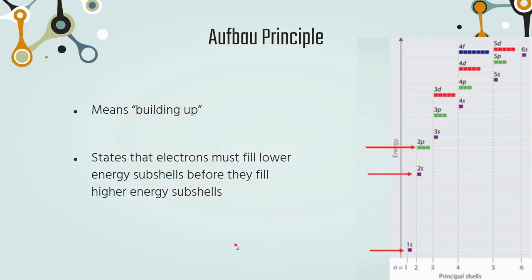The Aufbau principle is pretty simple. We actually kind of already discussed it. The Aufbau principle states that we must fill lower energy subshells before higher energy subshells. In other words, the 1s fills before the 2s, which fills before the 2p, which fills before the 3s, and so on and so forth. We fill our lower energy states before we fill our higher energy states.